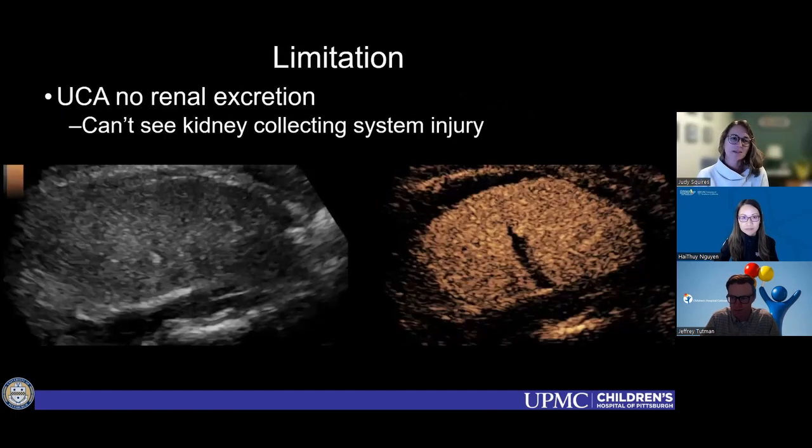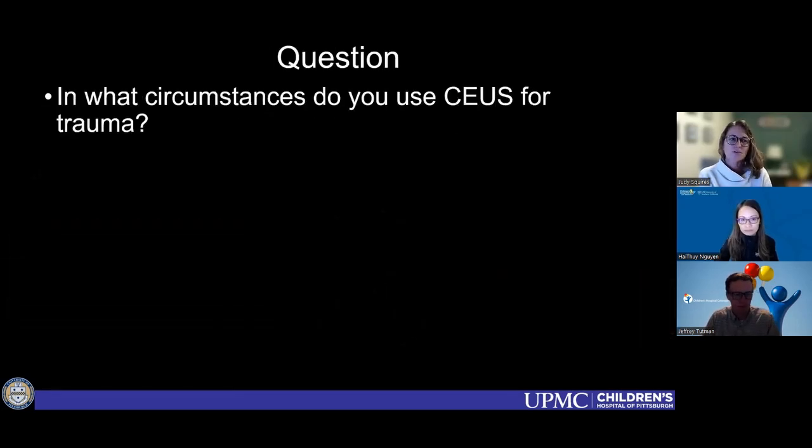I'm going to tell you my bias about contrast enhanced ultrasound in the setting of trauma now. One of the huge limitations, which I think should not be underestimated, is that because its contrast agents don't have renal excretion, you cannot add the collecting system injury to renal injury for the AAST grading of renal lacerations. So in what circumstances do you guys do contrast enhanced ultrasound for trauma?